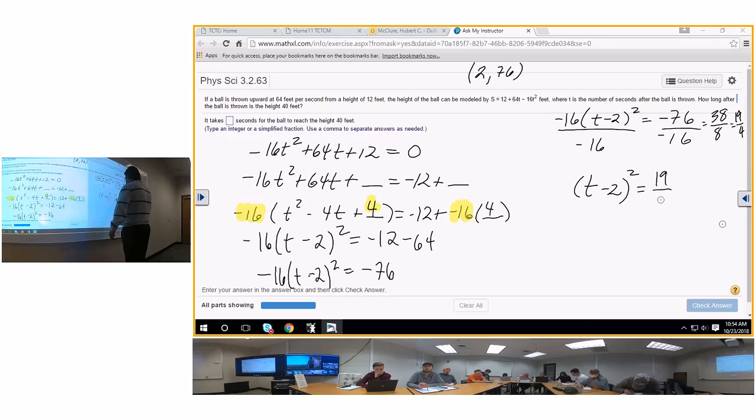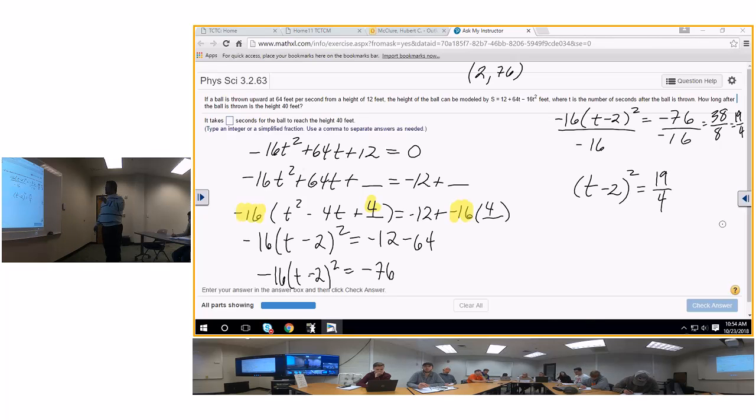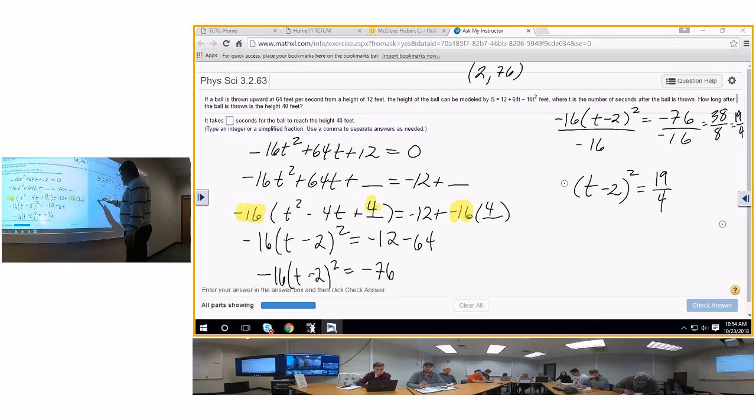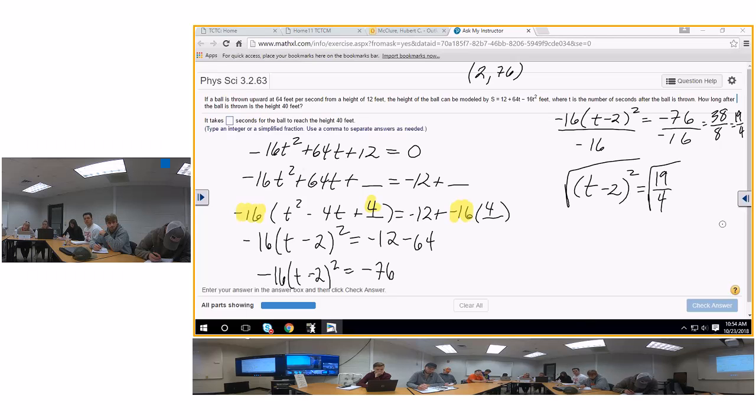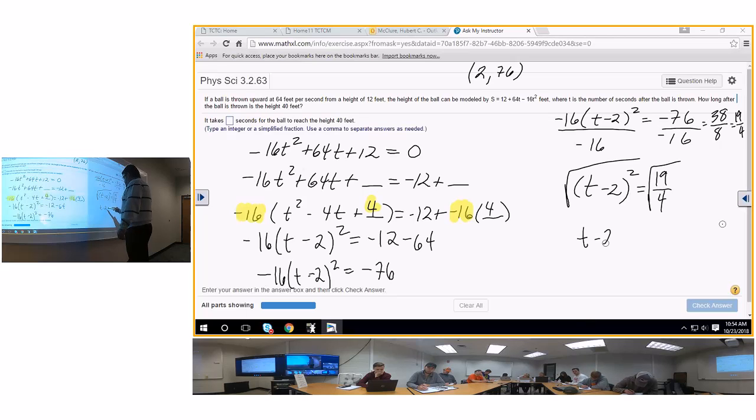Dang old 6th grade math. Okay? Because we don't want our brain to become drool material. So take the square root of both sides. And that's going to give you t minus 2 is equal to the square root of 19 over 2.